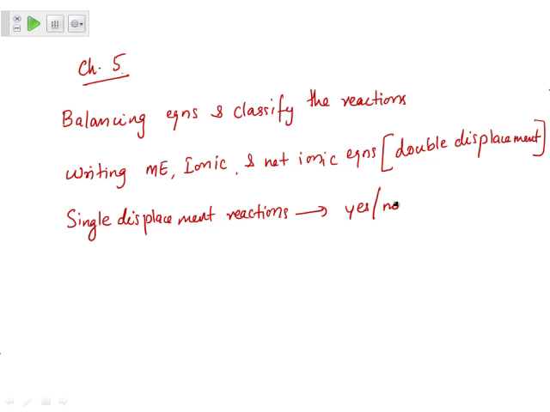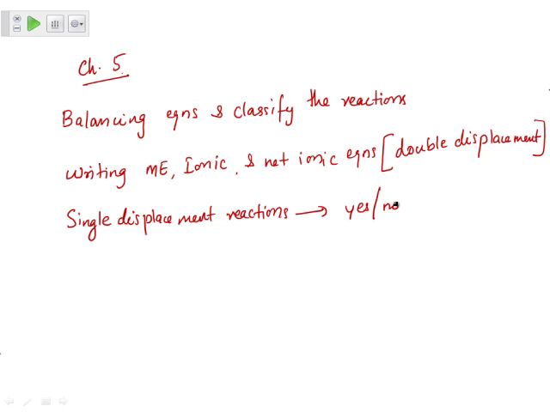What else do I have from chapter 5? Balancing, single displacement. What else did we cover in chapter 5? I think these are the ones which we covered under double displacement. I don't think I have any specific thing on acid-base neutralization. No. Basically, these are the three main ones, because balancing equations and classifying reactions covers a lot.